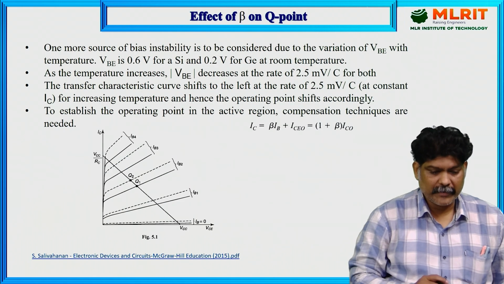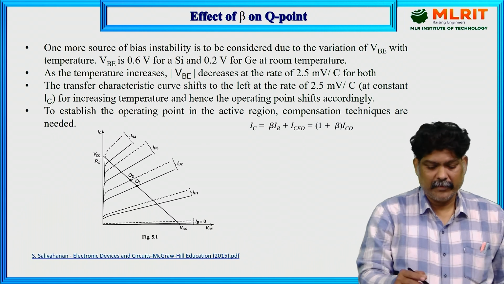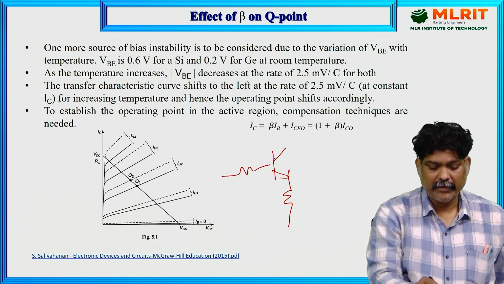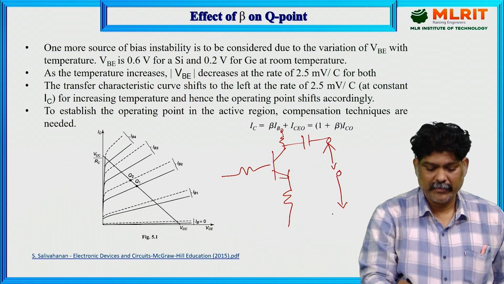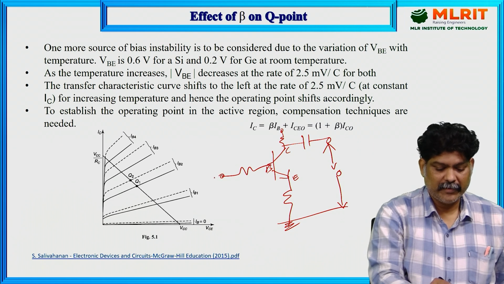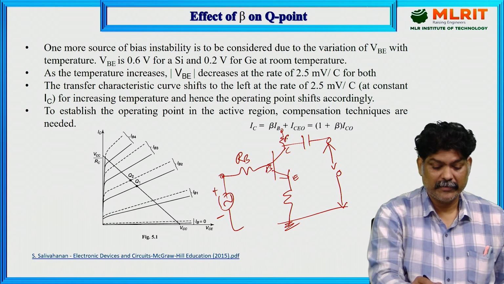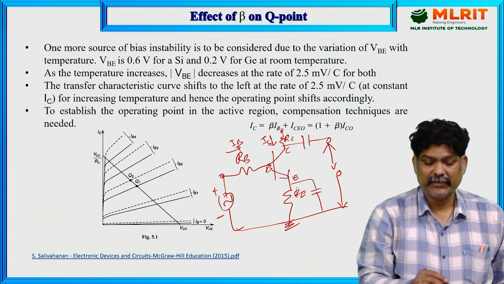Next, what is the effect of gain factor on the Q point? Let us draw the CE configuration. This is your CE amplifier. Across this you will measure. This is emitter, base, collector. Here you are going to apply the input voltage. This is RB and this is RC, collector current IC, base current IB, and here RE. Here a bypass capacitor is there. So this is the common emitter configuration.